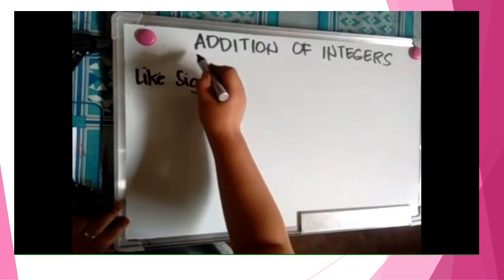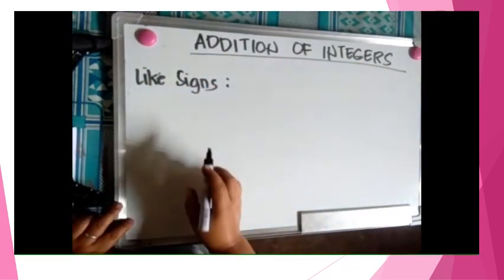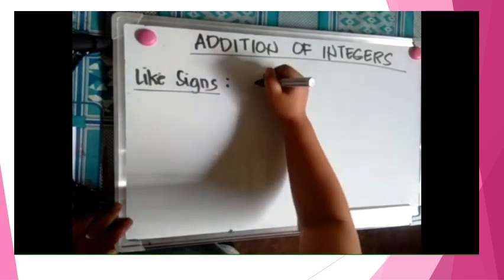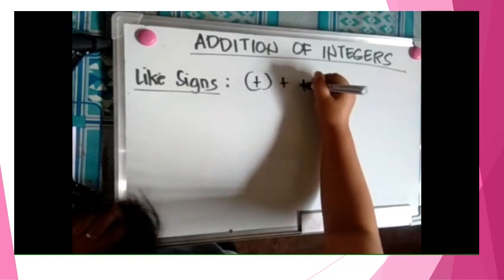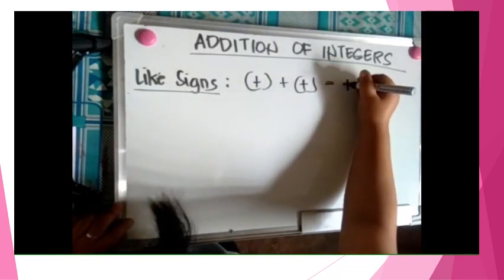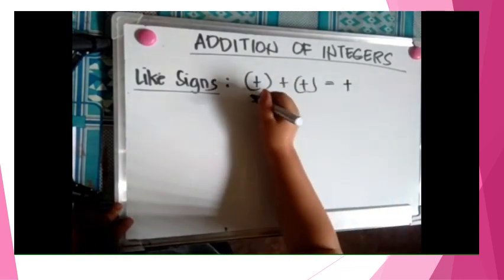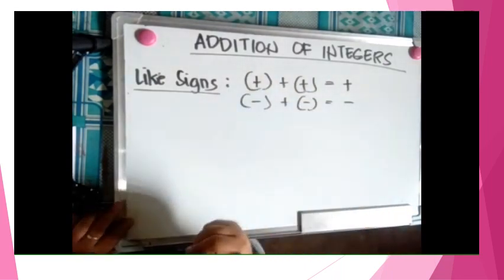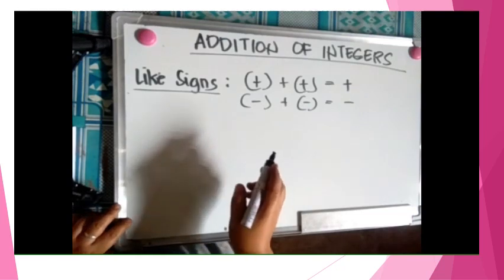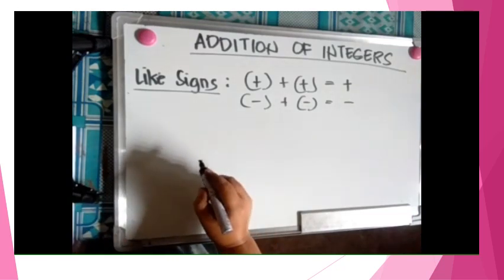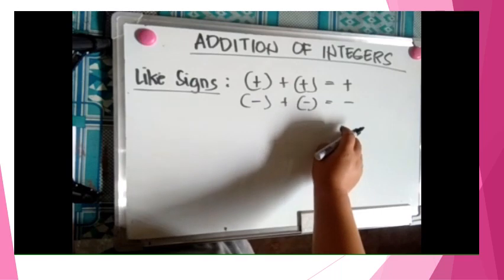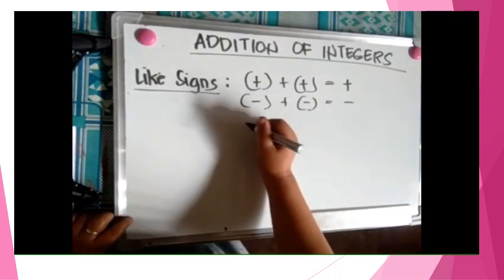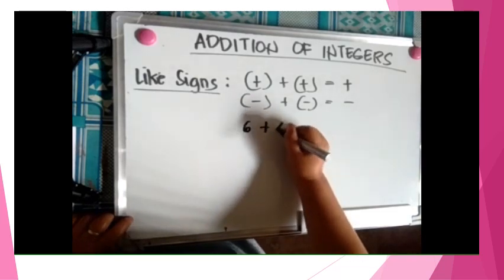Okay, so let's proceed to addition of integers. So we have rules in adding integers. In like signs, we have positive plus positive, it is equal to positive. Negative plus negative is equal to what? Negative. Okay? In adding like signs, find the sum of their absolute values and use the sign common to both integers.